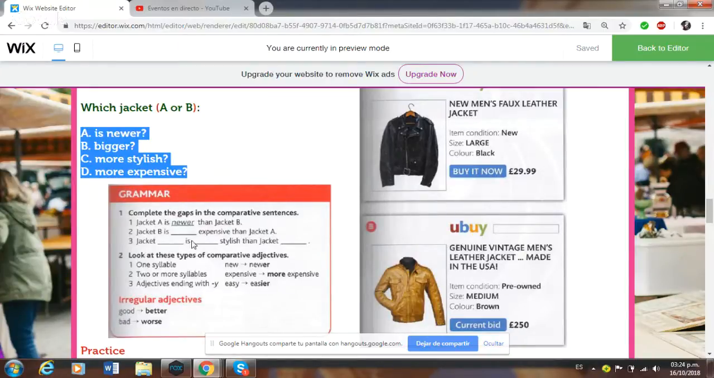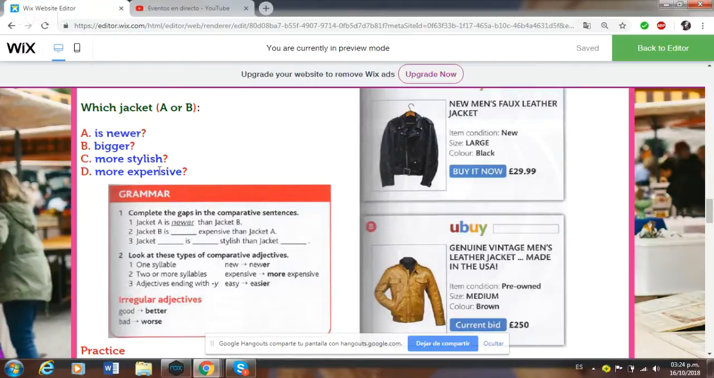And third, jacket is more stylish than jacket. Yes, you need to complete the sentence taking into account the comparative form. Okay, and taking into account these forms, no, these images are going to help you to develop this exercise, to answer these questions and to complete the sentences. You need to take into account the images. And there is another point. Look at the styles of comparative adjectives. Yes, this is a reminder, so that you take it into account.